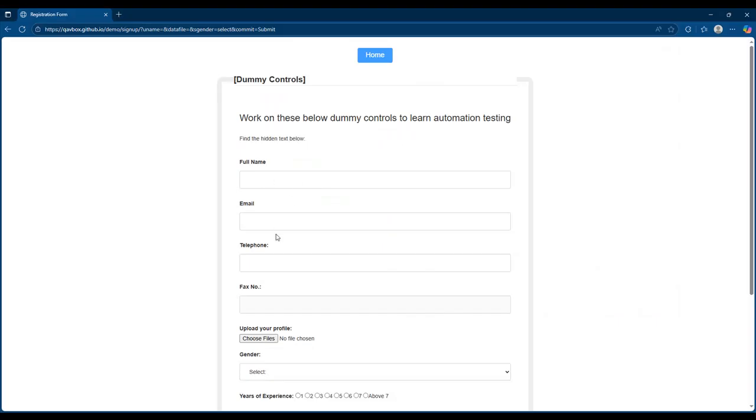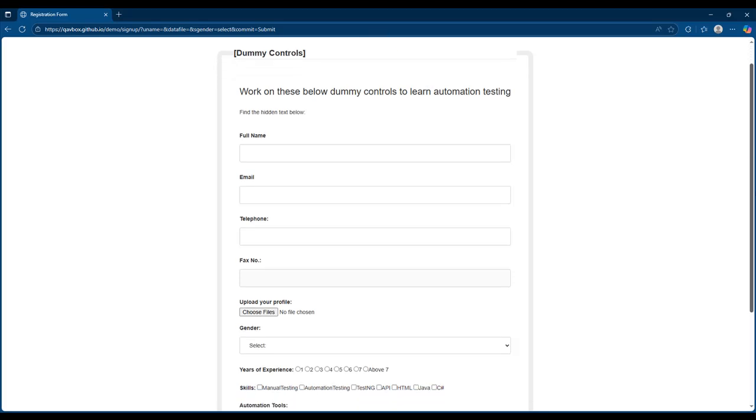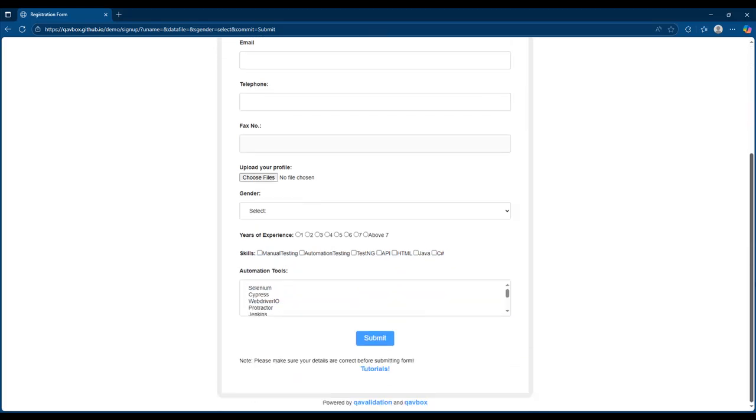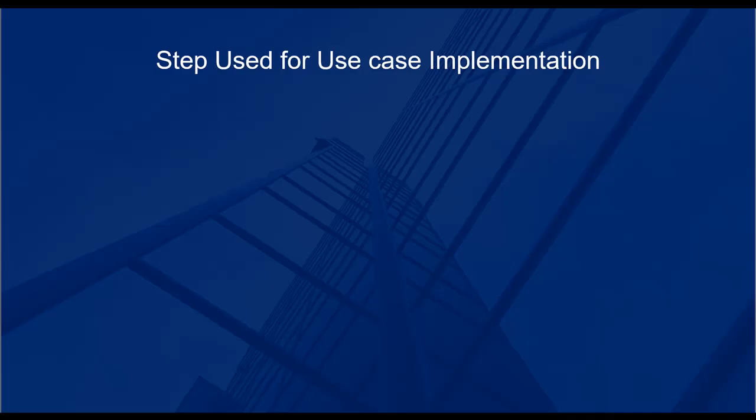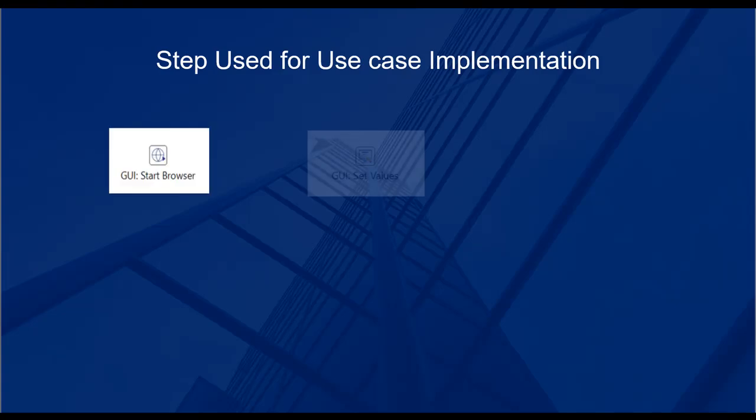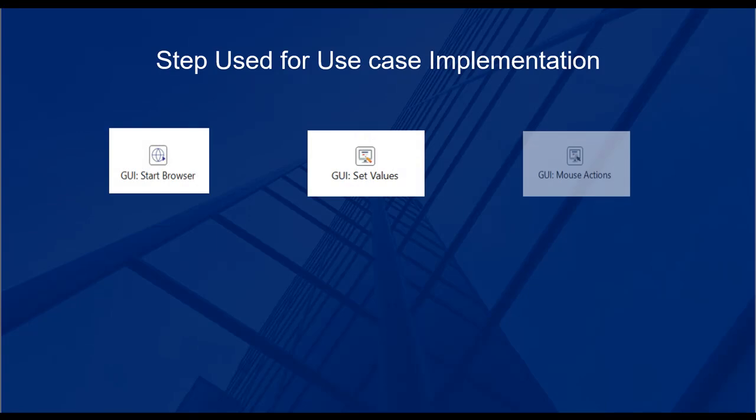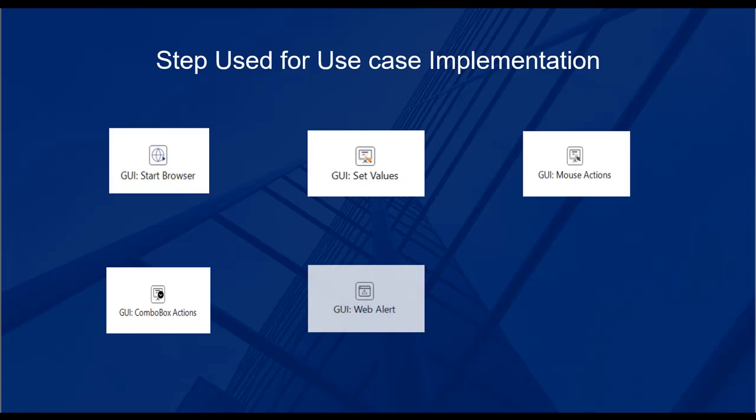Here we will fill out various details like full name, email, gender, year of experience, skills, and click on submit button. To automate these operations, we are going to use various GUI plugins like GUI Start Browser, GUI Set Value, GUI Mouse Actions, GUI Combo Box Actions, GUI Web Alert, and GUI Exit Browser. Let's proceed with the implementation.